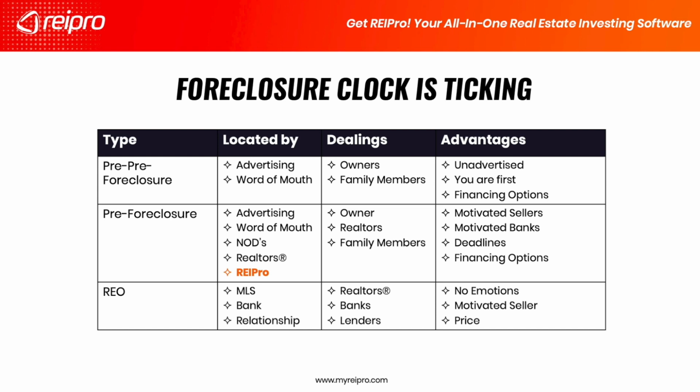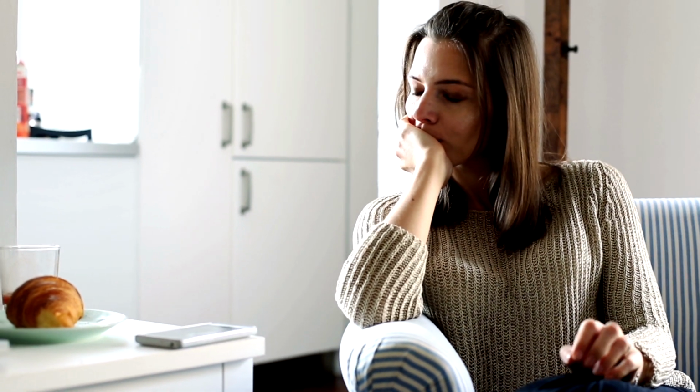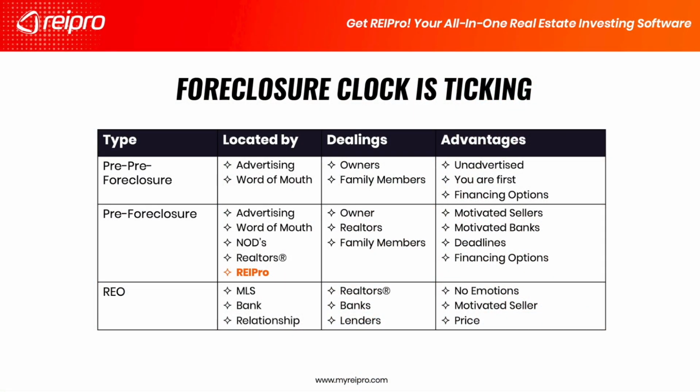Of course, one of the easy ways, REIPro, you can go in and search foreclosures. Now, dealings, again, you're going to be dealing directly with the owner unless the owner is being represented by a realtor and or family members. Some of the advantages, motivated sellers, right? Because now there's a deadline. So once this gets into what we call that foreclosure state, they have that deadline of the auction date. Of course, banks are motivated, and you'll also have financing options like we talked about earlier.